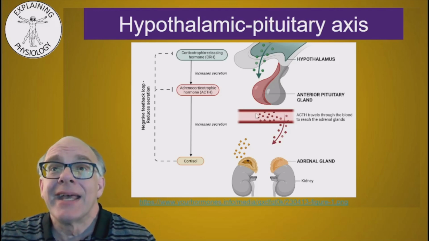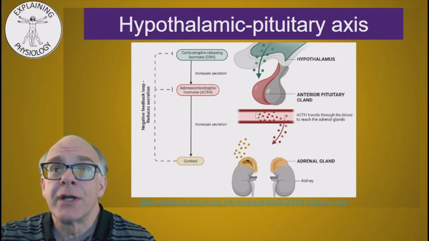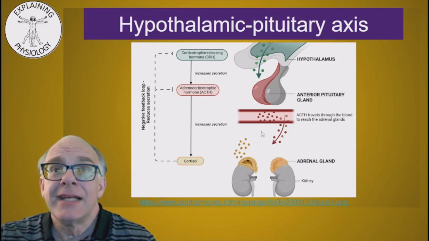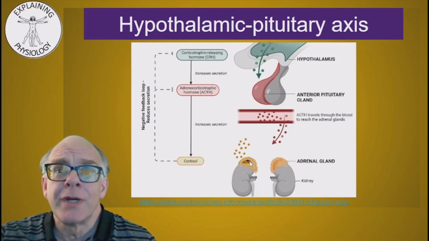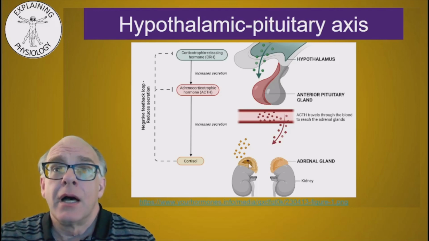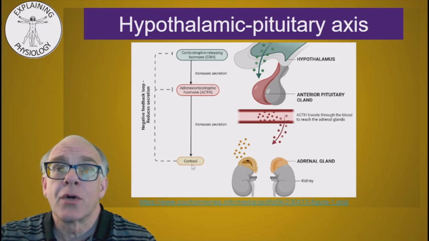ACTH is going to act at a distance at a very low concentration, again, on cells within the adrenal cortex that have receptors for them. Ultimately, then, the ACTH is going to bind to the receptors within these cells in the adrenal cortex, the adrenal gland, and it's going to cause these cells to release cortisol.